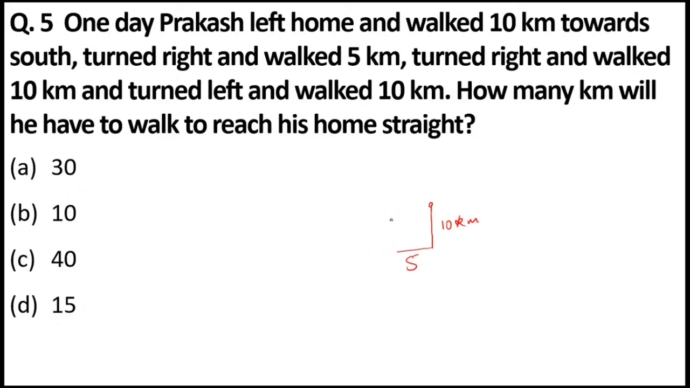Okay, and he walked 10 kilometers. So since this is 10, the same size will be this, and then he turned left and walked 10 kilometers. Okay, so this is the final destination for him, and this is his home. The distance is very simple, 10. This is 10 and this is 5, because this is 5, this will also be 5. So it is 50. The answer is option D.